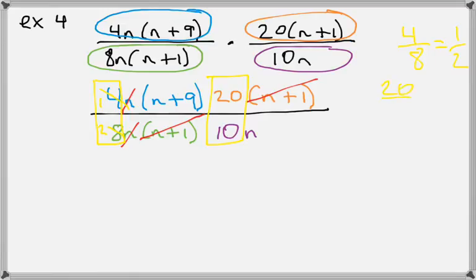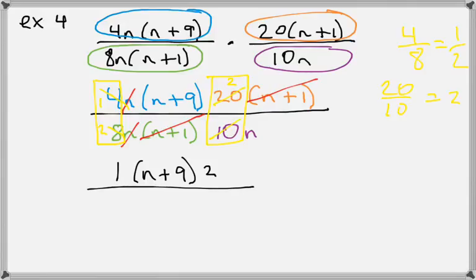Well, 20/10, that's a 2. So the 10's going to cancel out, the 20's going to cancel out, and I'm left with a 2. So let's put our numerator back together. Who is still alive? I have a 1, I have an n plus 9, I have a 2, and I have nobody else. In the denominator, who is still alive? I have a 2, and I have an n. So now I have to look to see what I can do to simplify from here.